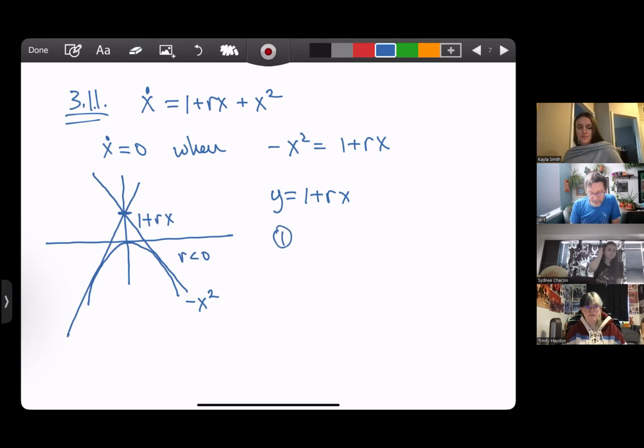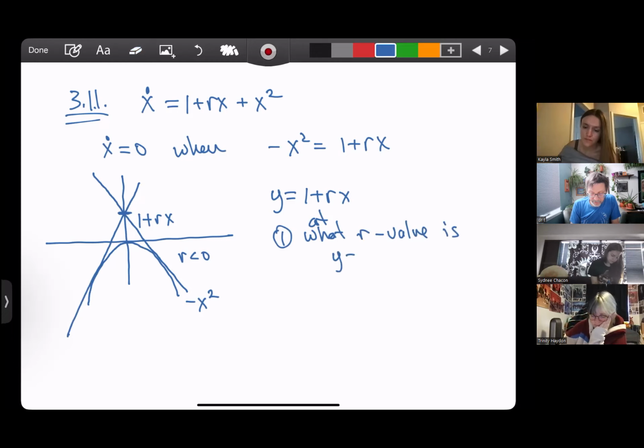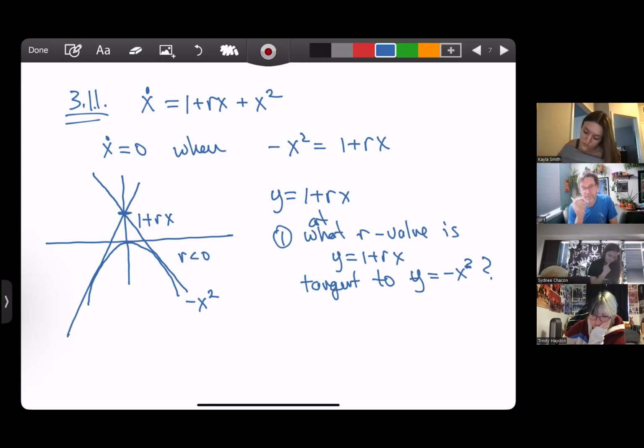So here's my first question. At what R value do they touch? Because once we find that, we've actually found a place where the state changes. We find where an equilibrium point either emerges or is destroyed, depending on what direction we're thinking about this flowing. But it's those tangents that give us the moment of bifurcation.